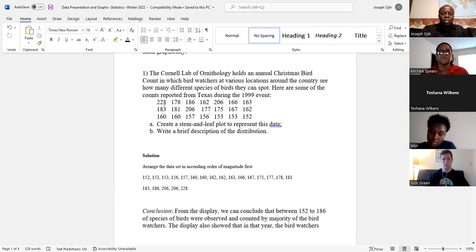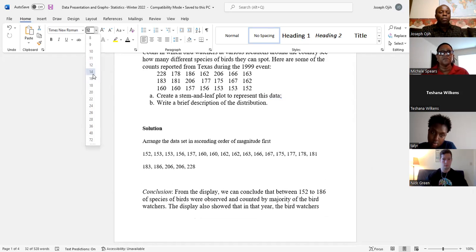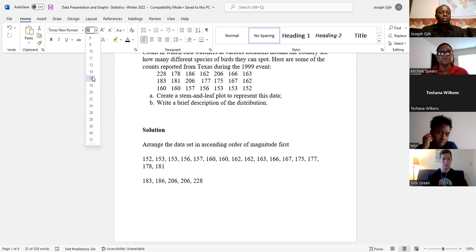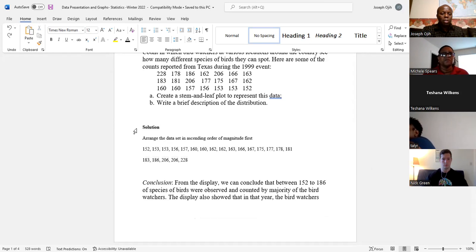So these are the 228 species. Hope I have everything here. Okay, I hope so. Well, these are the species they see. It says, create a Stem and Leaf plot to represent this data. Then write a brief description of this data. Now, like I mentioned, the first thing you do is to put them in order. Once you put them in order, you can now draw the charts. Give me 1 minute. Put them in order from smallest to largest.